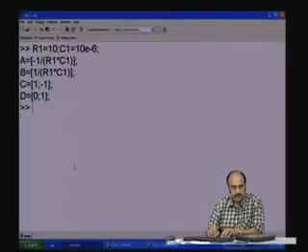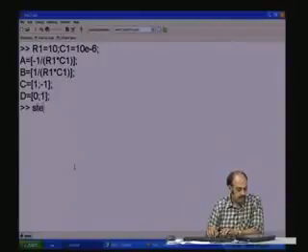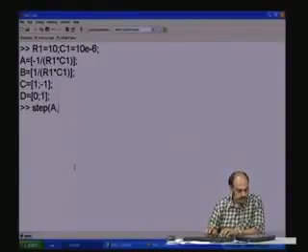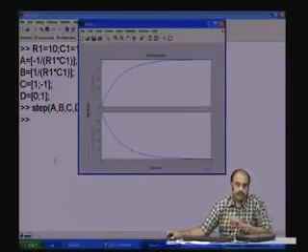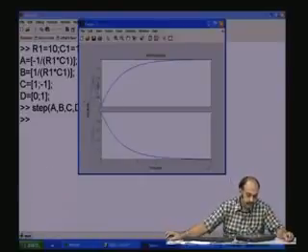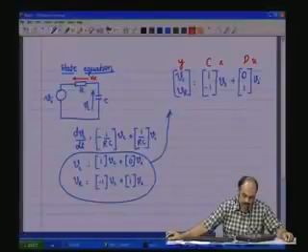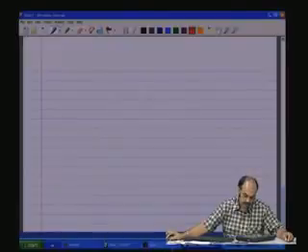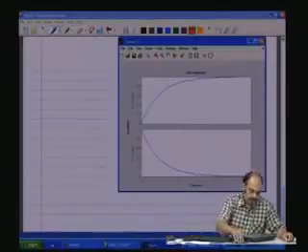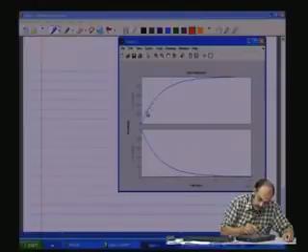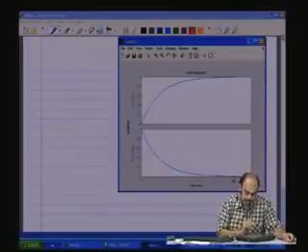Now, let us see the step response of the system. You see that both the outputs are now printed. This is output 1, which is VC. This is output 2, which is, let me go to the Windows notes, let us take that. So, this is VC, and this is the voltage across R, VR.